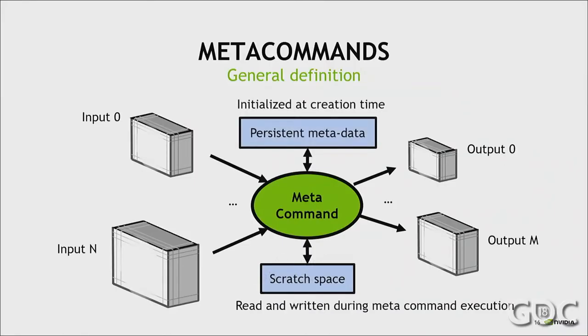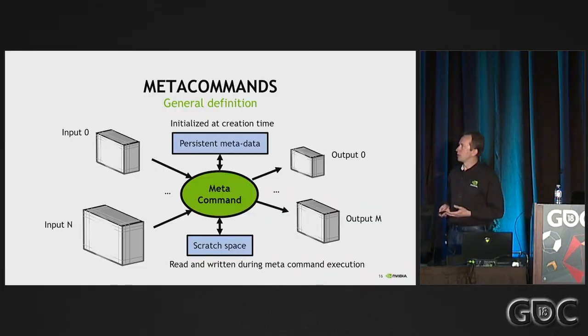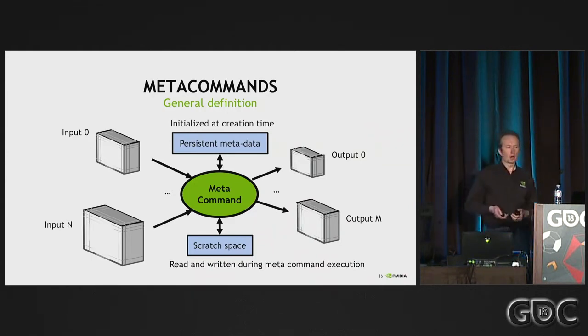In addition to inputs and outputs, a meta command's implementation may require some additional resources. For example, it may require some amount of scratch space for its operation. It may require some amount of what we're calling persistent metadata, which, for example, might be a lookup table created by the meta command implementation at init time. And then the client is supposed to bind that resource at execute time.